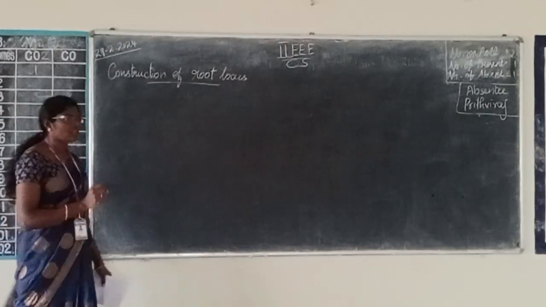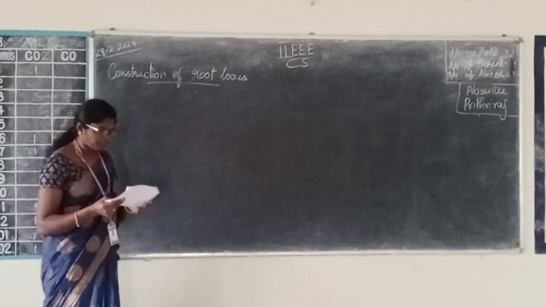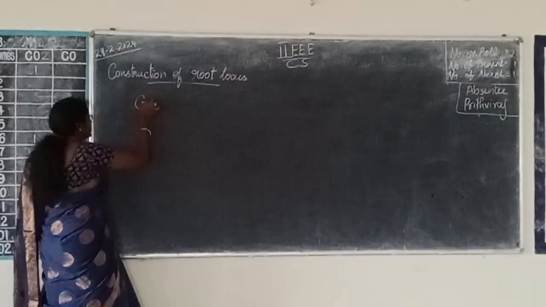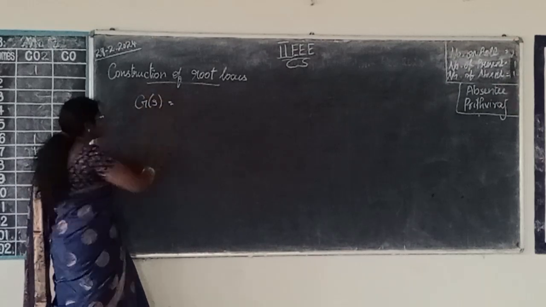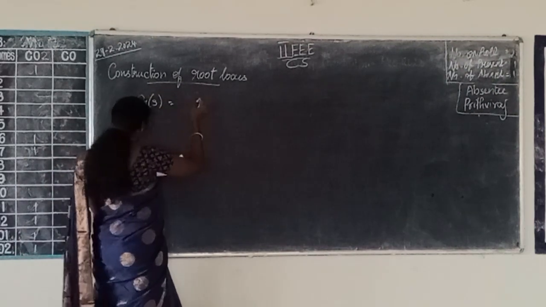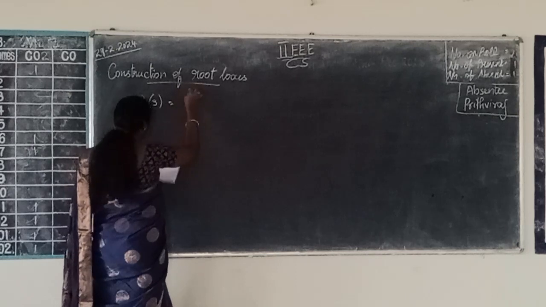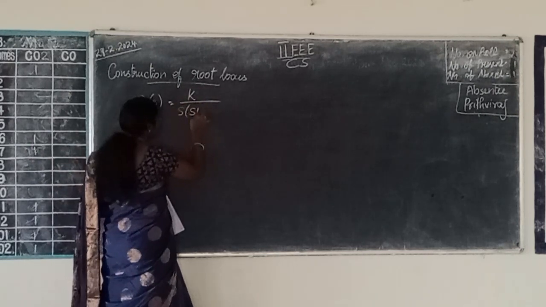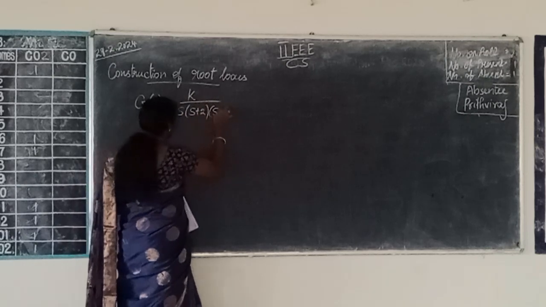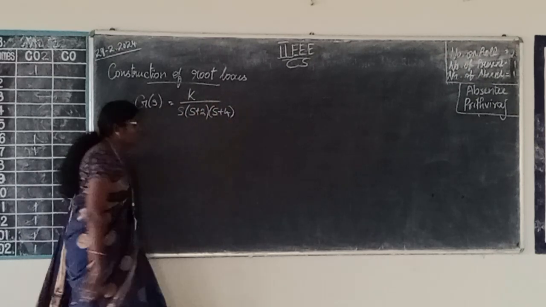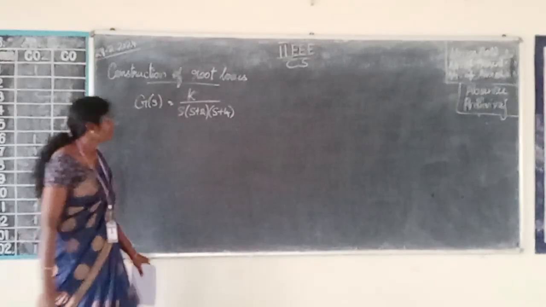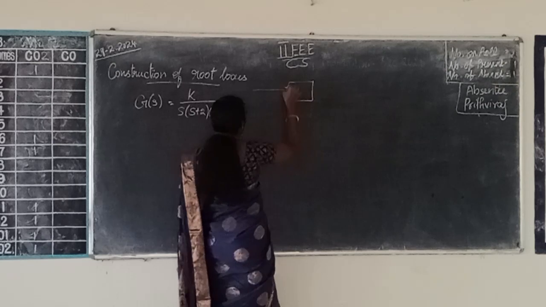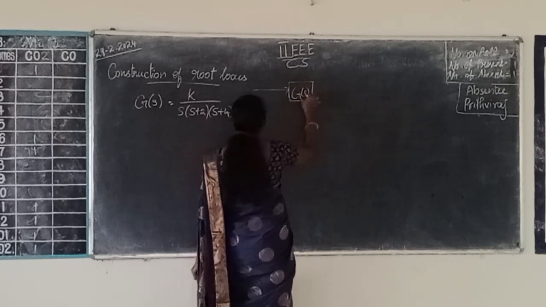The question will be like this. Put it down. Sketch the root locus of the system whose open loop transfer function is.